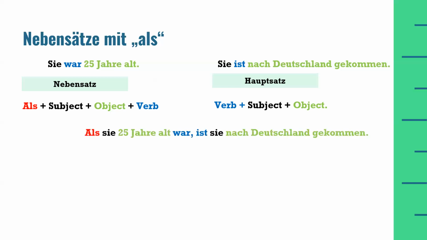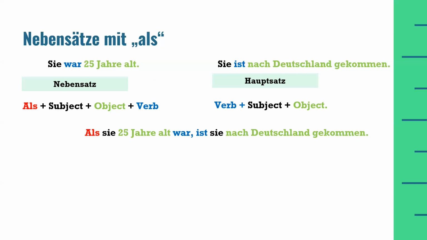Now, if we apply als on the above two sentences, it will be: Als sie 25 Jahre alt war, ist sie nach Deutschland gekommen. When she was 25 years old, she came to Germany.